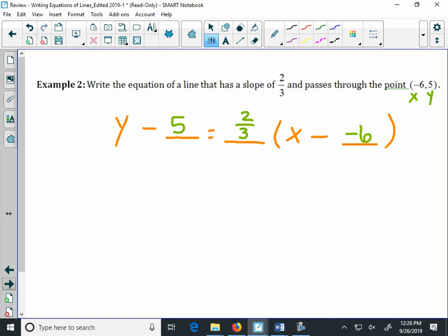And then you clean it up as much as you can. So we clean up y minus 5. There's nothing we can do with y minus 5. Equals, our slope is still 2/3. But here we have a double negative, so what's it going to turn to? A positive. I'm pretty sure if you left it like that too, the OST would say that's okay as well.